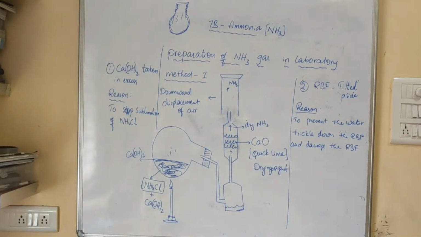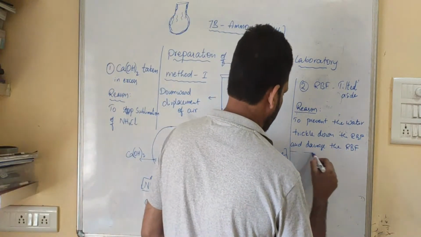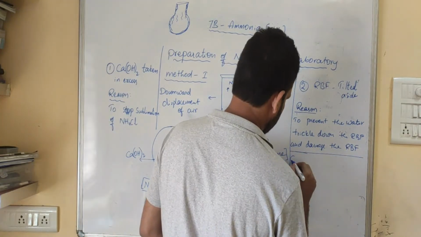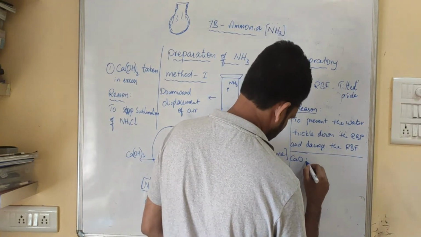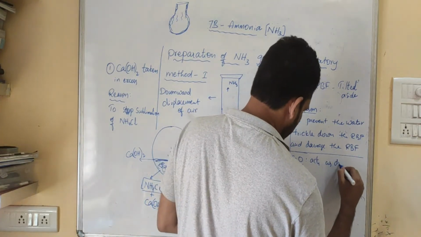Yes, understood this procedure. So now the purpose of calcium oxide. What is the purpose of calcium oxide? Calcium oxide acts as a drying agent.